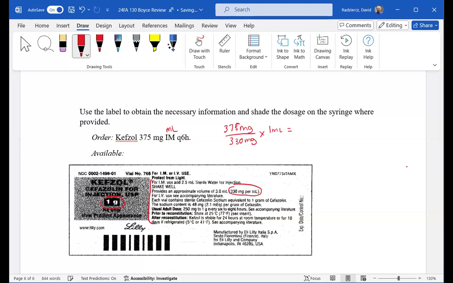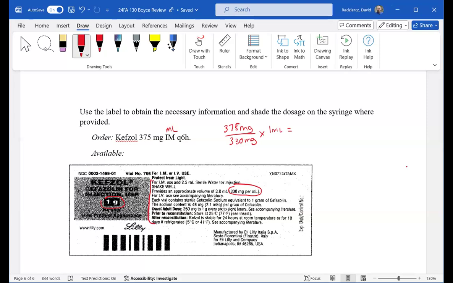So the trick to this, and the trick to any kind of reconstitution question, is just looking for the concentration of that particular reconstitution. So you don't need to worry about adding water and doing anything like that. The label tells you. It's required by law that the label tells you the strengths. That way there's less or no error.